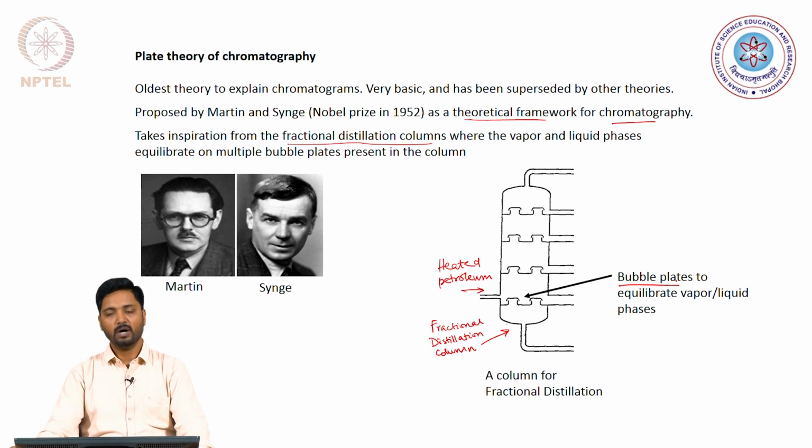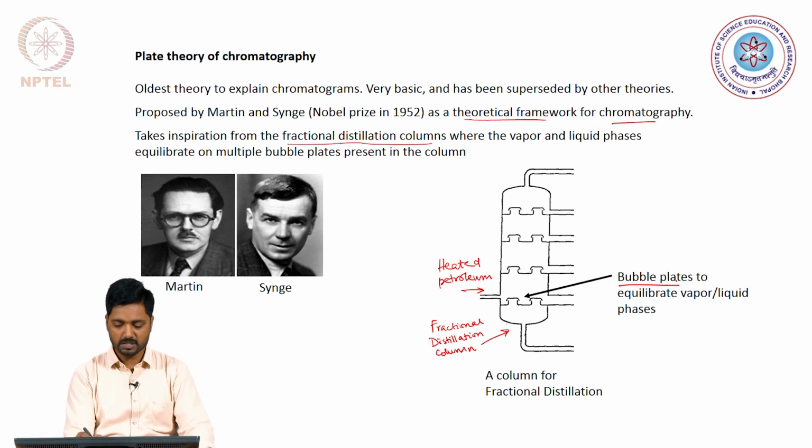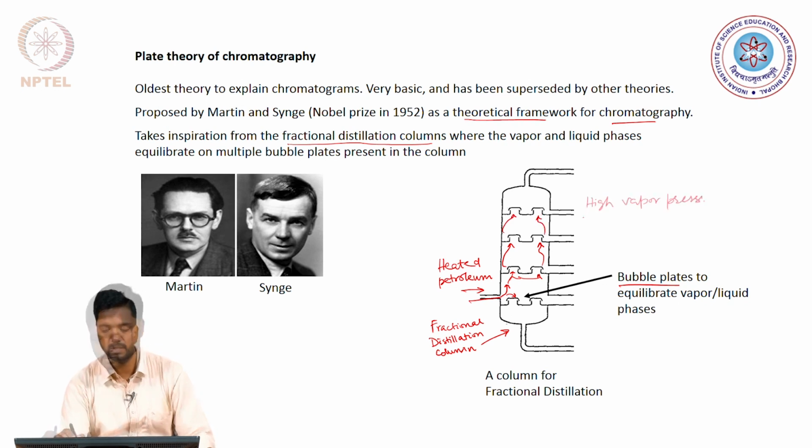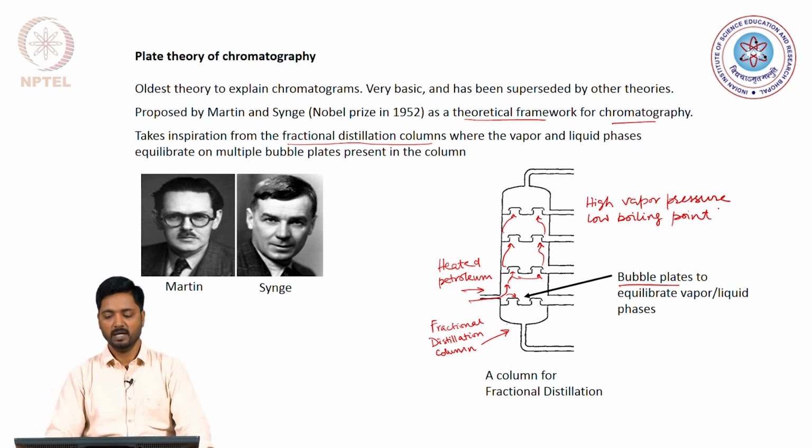So, as the heated petroleum enters this column, it starts migrating across these bubble plates, and at every plate there is an equilibration that keeps happening, and only the fractions that have high vapor pressure or low boiling point rise up this column, and this allows us to fractionate the petroleum products into the different useful fractions that we use in our daily lives.